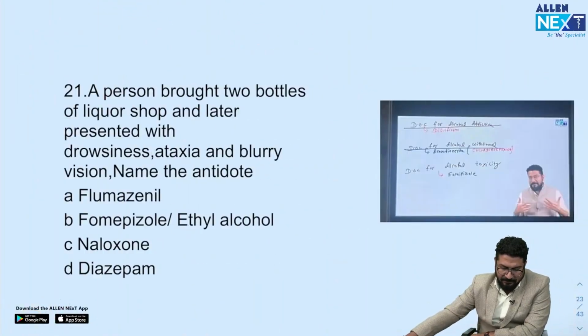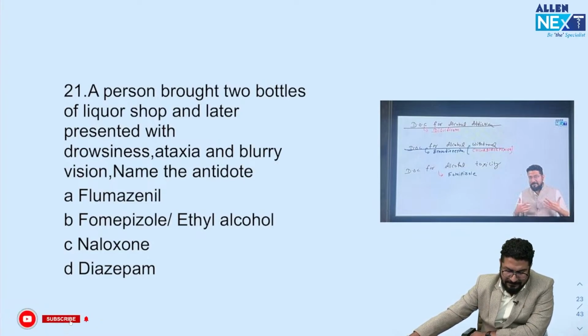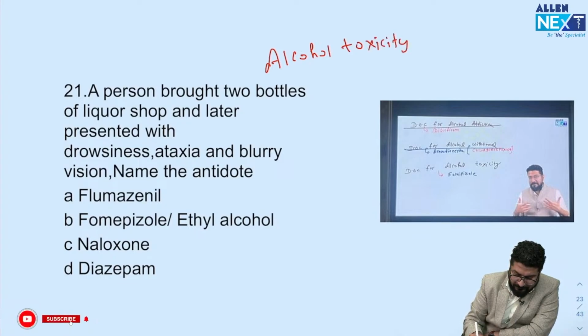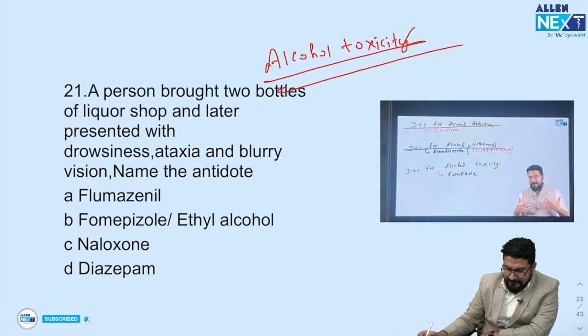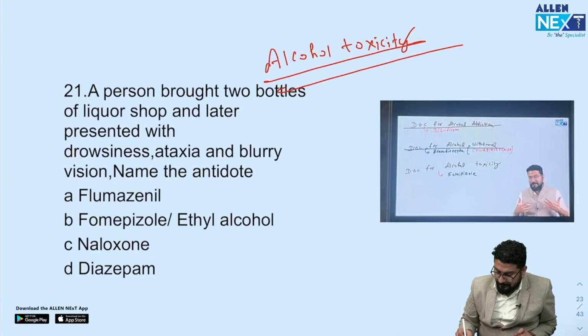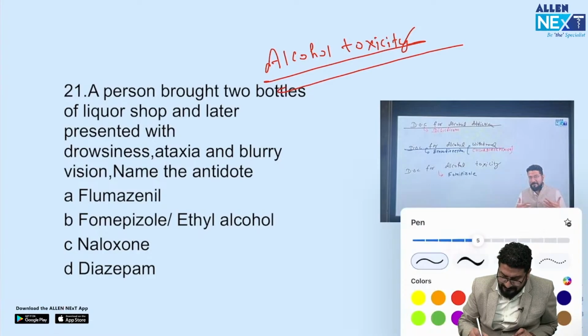Okay, coming to the next, a person bought 2 bottles of liquor from a liquor shop and later presented with drowsiness, ataxia and blurry vision. Name the antidote. So again, it's a case of alcohol toxicity. So what will be the antidote? So understand, some students are saying that fomepizole was not given. If it is not given, then in the options there should be ethyl alcohol.